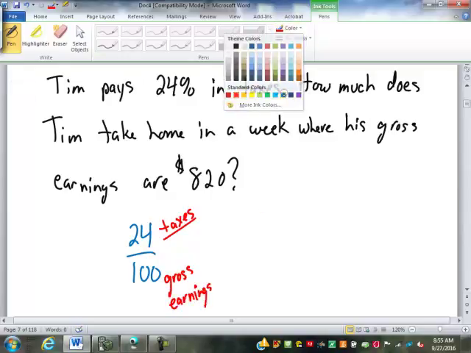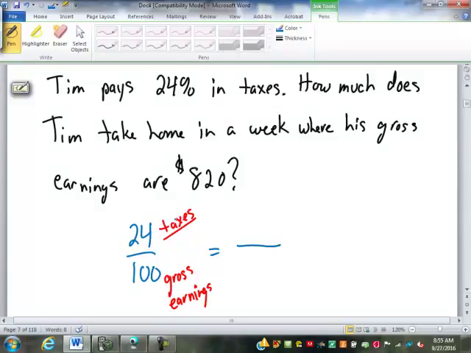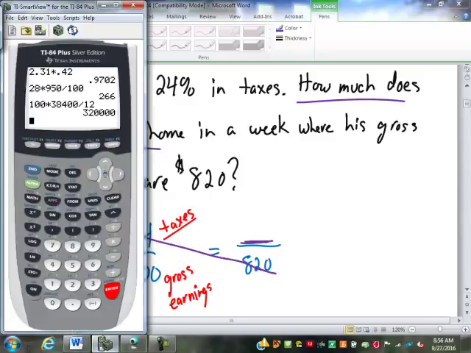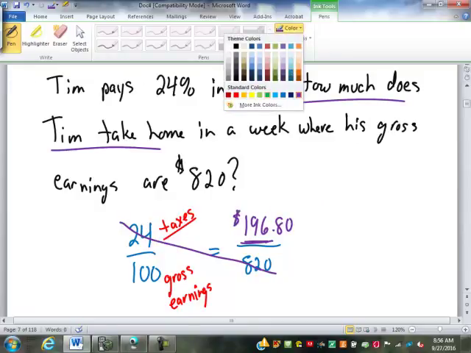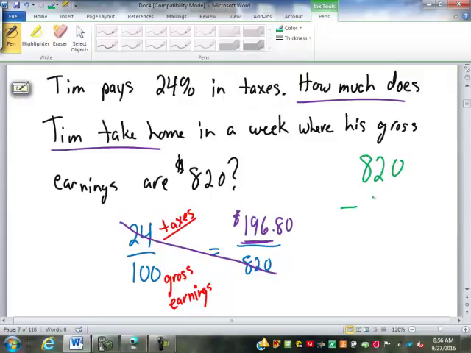Now we have the 820 here. Does that represent taxes or gross earnings? Gross earnings. Are we looking for the taxes? No, we're not. We're looking for how much does he take home. But if we know the taxes, can we use that to figure out how much he takes home? Yes, we can. So we can go ahead and do this. 24 times 820 divided by 100. $196.80. Now we're not going to add it to the 820. The 820 minus the 196.80, because we're going to subtract the taxes out of it.